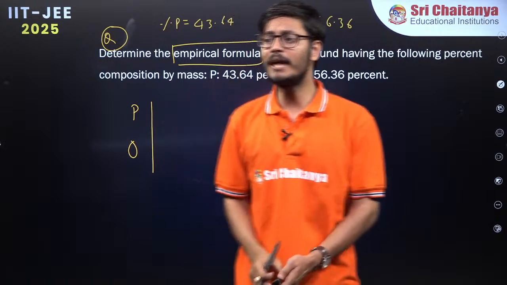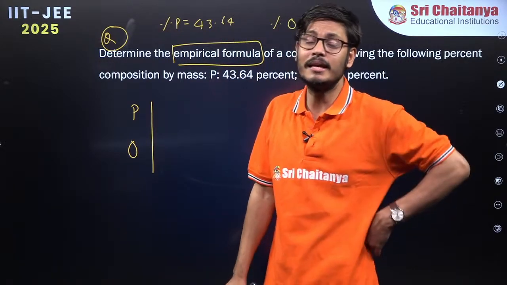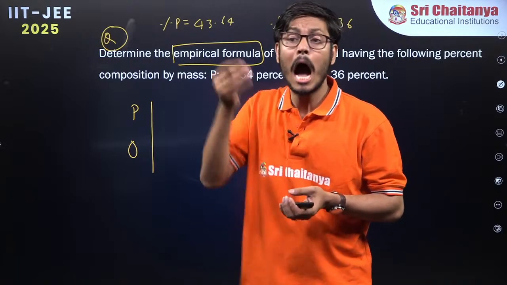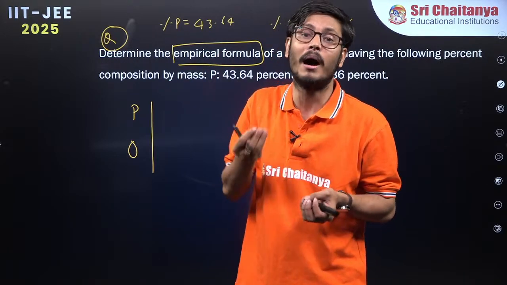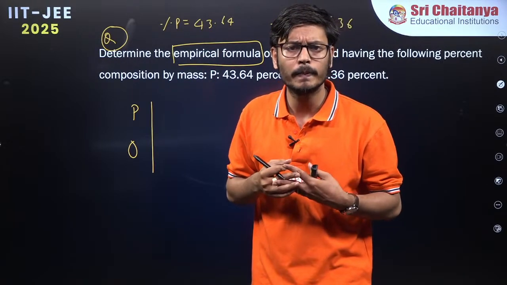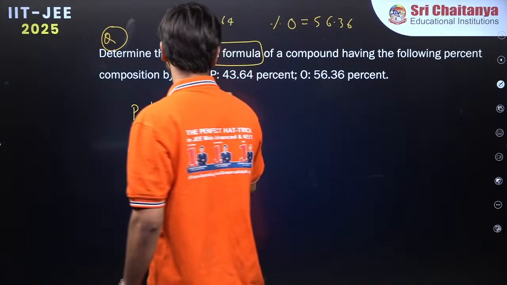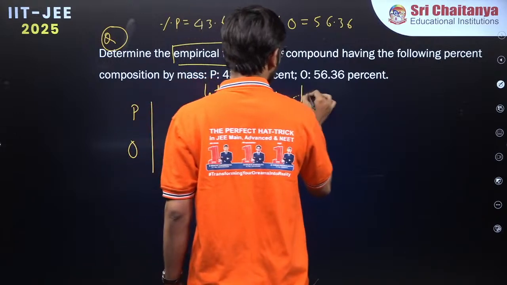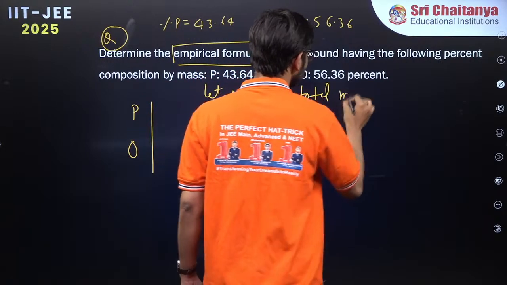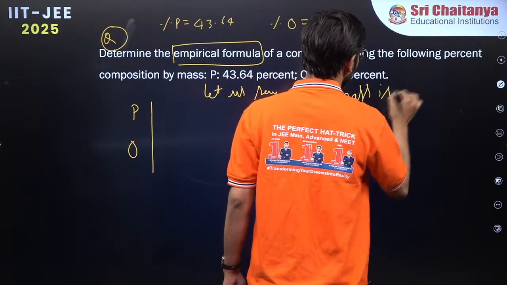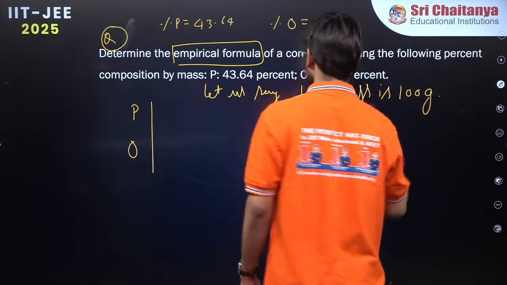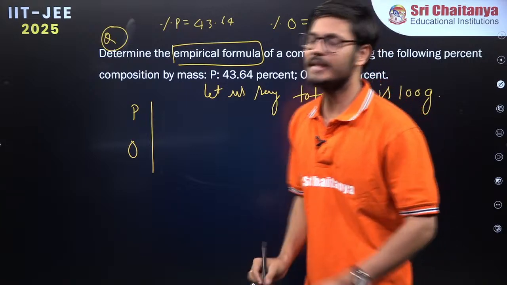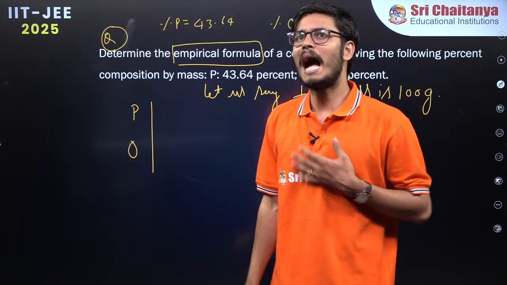Now, whenever we are dealing with the percentage, it's very easy to assume the mass. I don't know what is the mass of the phosphorus. I don't know how much of phosphorus is present in the container. We don't know. But if I assume that total mass is 100 gram, suddenly this percentage becomes gram. For example, let us say that I have got 50 marks.